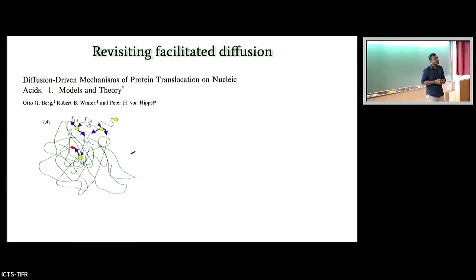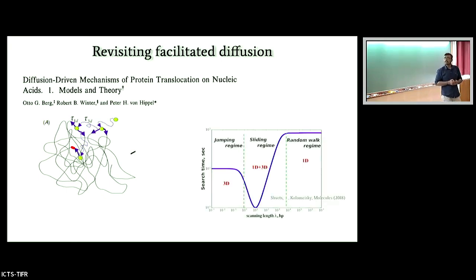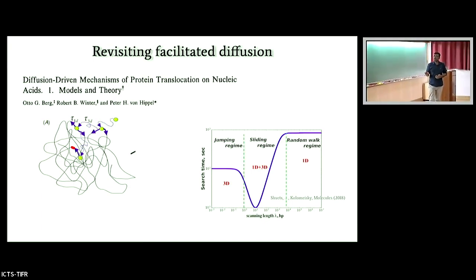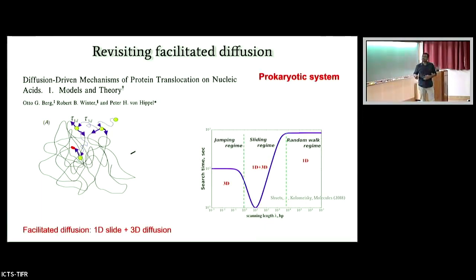Now, there are models of how this process happens. People thought that in the genome, a protein can move on the DNA and can also do 3D diffusion, and together that can give rise to a minimal search time, so it can find the target very quickly. In this in-between region where the protein is doing 1D and 3D, the target search is very fast. This process is called facilitated diffusion, and mostly it has been proposed for the prokaryotic system. If we think about the eukaryotic system, this proposal may not hold, for multiple reasons.